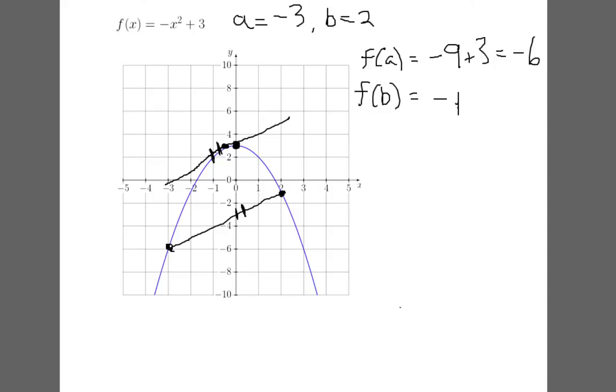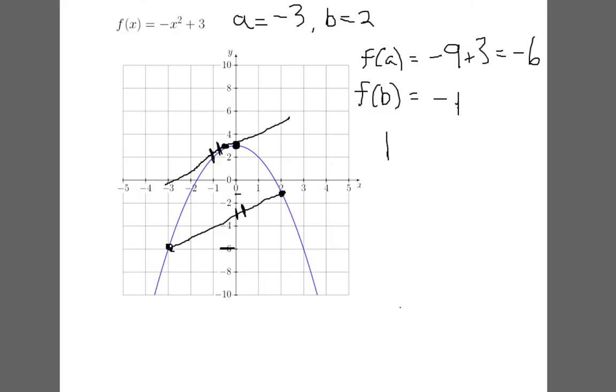And just looking at our graph makes sense. -6 is right here. -1 is right about here. So we have our points relative to the y-axis plotted pretty correctly. All right, so then we'll go ahead and look back at our mean value theorem equation.